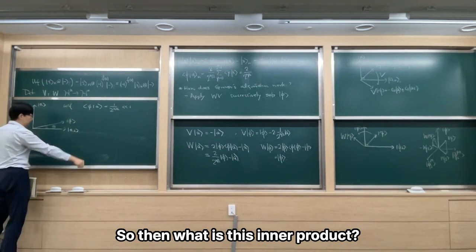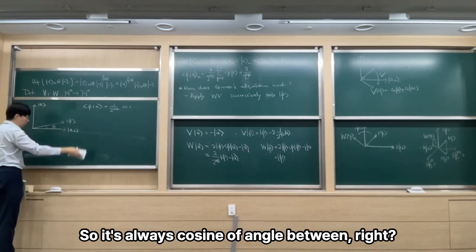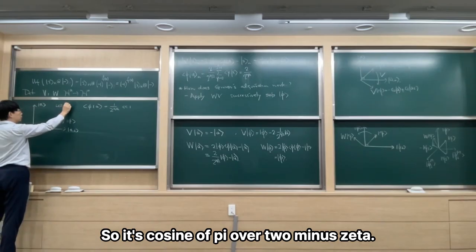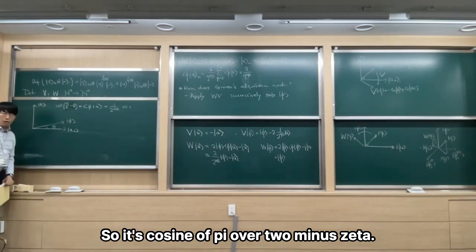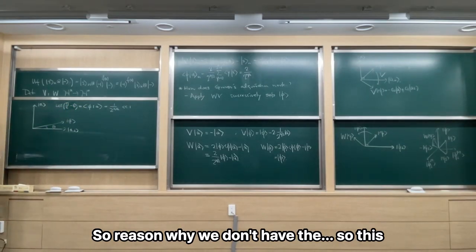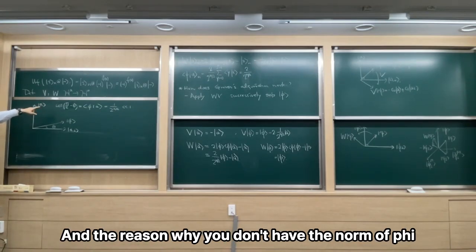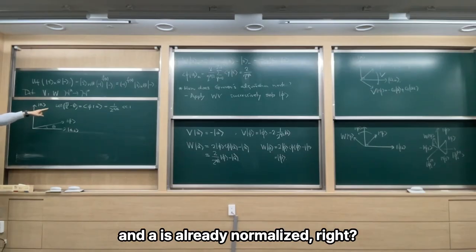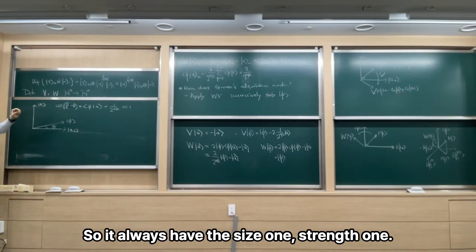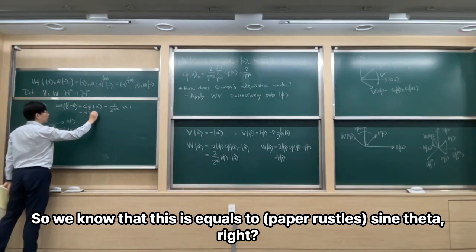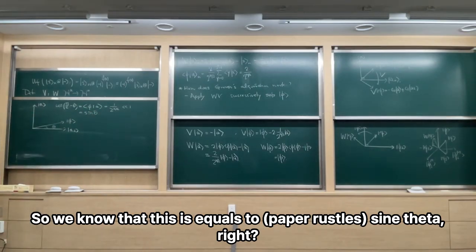So then what is this inner product? It's always the cosine of the angle between, right? So it's cosine of pi over 2 minus zeta. This is the usual formula you learn in multivariable calculus. The reason you don't have the norm of phi and A is that they are already normalized, so they always have size 1. So we know that this equals sine zeta, right?